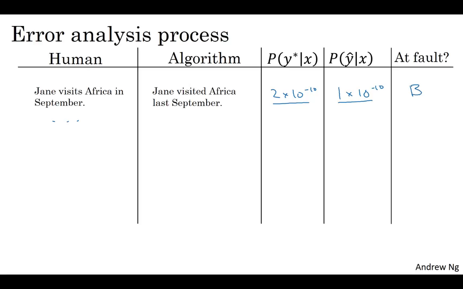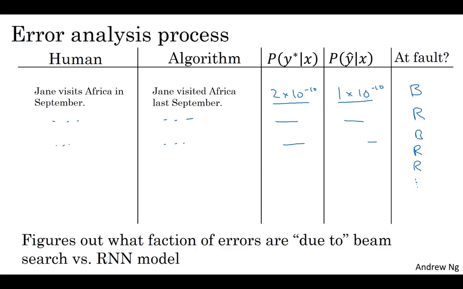And then you go through a second mistake or second bad output by the algorithm, look at these probabilities, and maybe for the second example, you think the model is at fault. I'm going to abbreviate the RNN model with R. And you go through more examples, and sometimes the beam search is at fault, sometimes the model is at fault, and so on. And through this process, you can carry out error analysis to figure out what fraction of errors are due to beam search versus the RNN model.